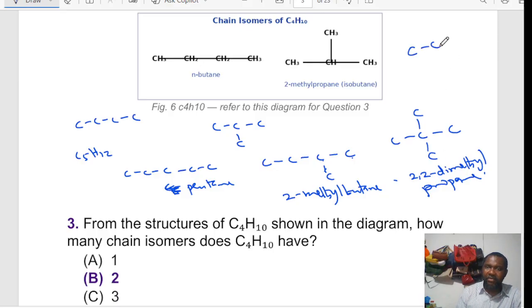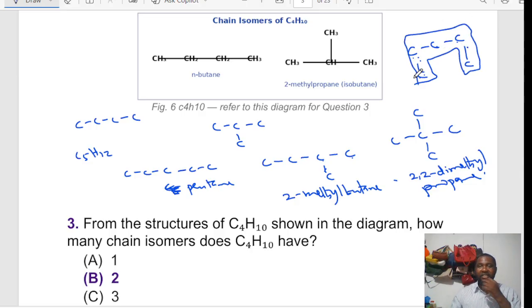I know somebody might be thinking, okay, why not put one here and put one here to be 1,3-dimethylpropane? But no, that's not true. If you put one here and one here, it already means that this is pentane, because the longest chain will now be 1, 2, 3, 4, 5. So that does not work. Don't worry, I know what is going on in your mind. I've been teaching this for years, so I know how students see this.